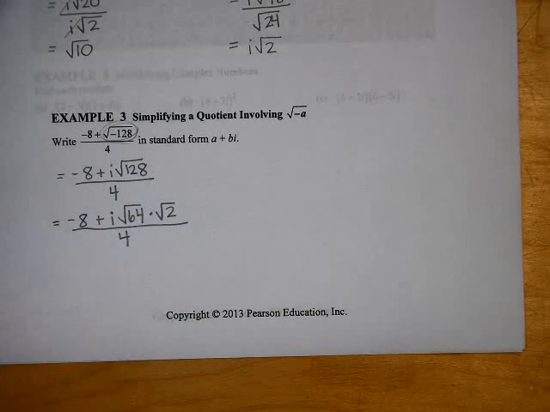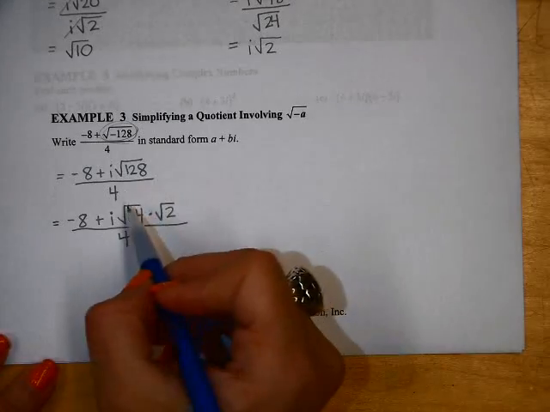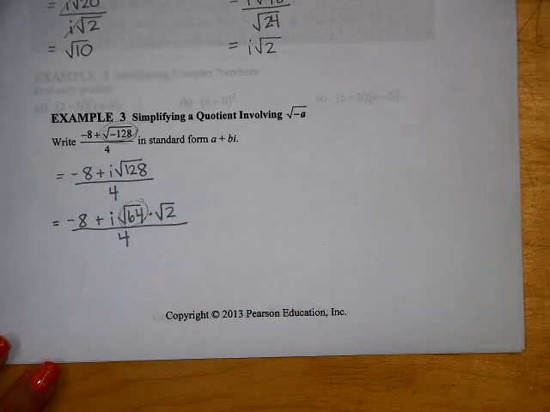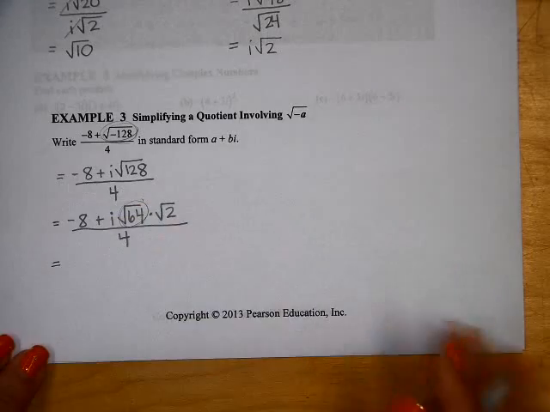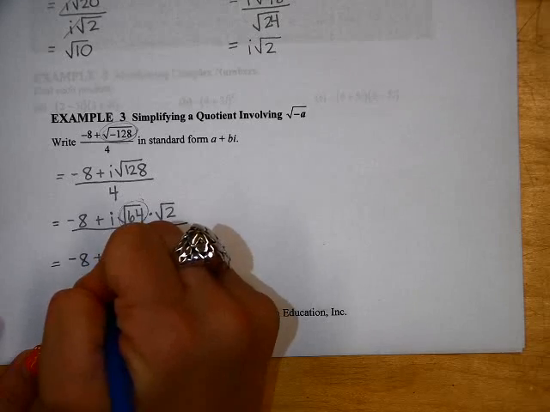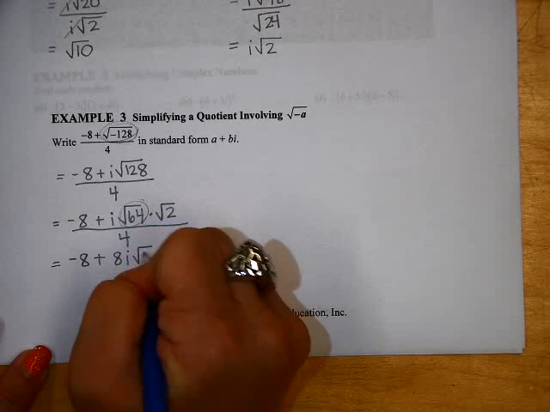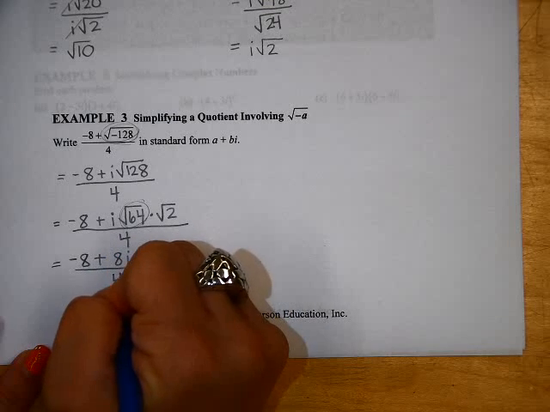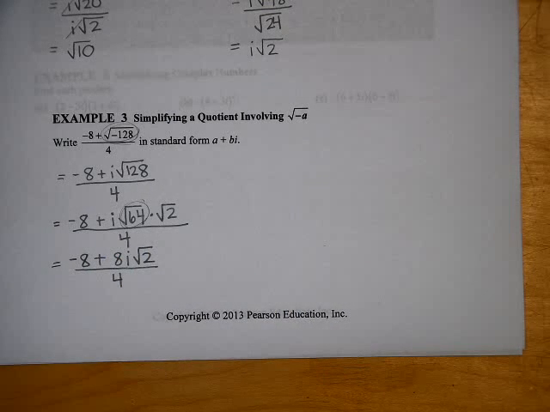So that gives us negative 8 plus i times the square root of 64 times the square root of 2. Again, since your 64 is your perfect square, then you take the square root of your 64. So that gives us negative 8 plus 8i times the square root of 2 over 4. Now, your square root of 2 is not a perfect square, and it cannot be broken down any further. So as far as breaking down your square root of 128, you are done with that part of the problem.